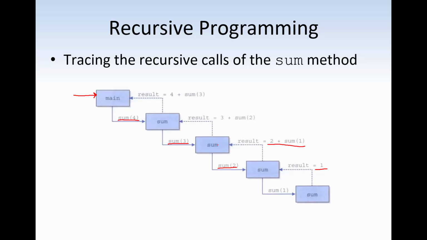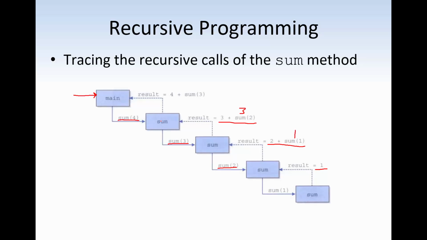Over here, we did this one, and then over here, for this one, we do 3 plus sum of 2. We had our 3 that we want to add, and then we looked for the recursive call to sum of 2. That finally completed, giving us the value of 3. Now we can compute this: 3 plus 3.